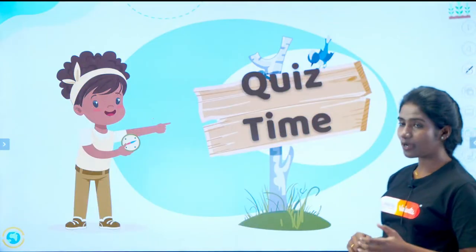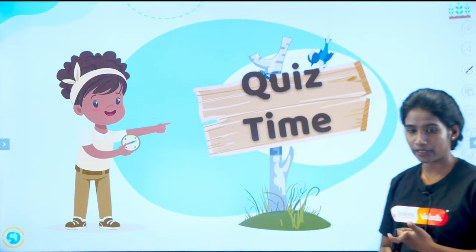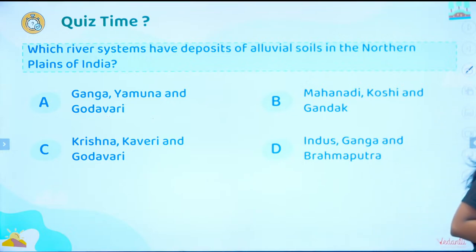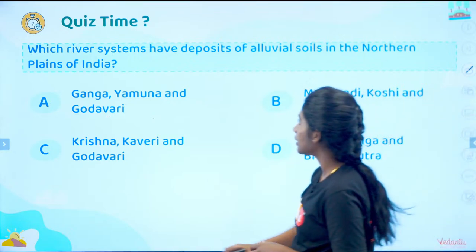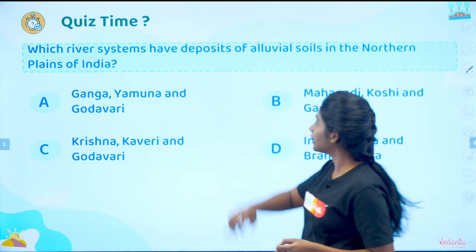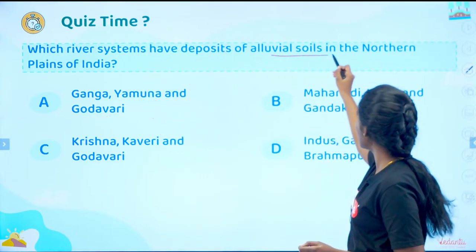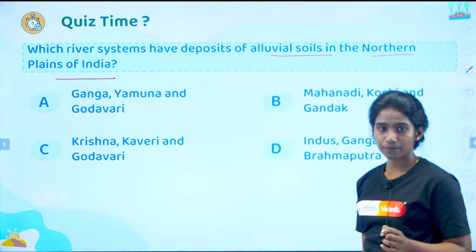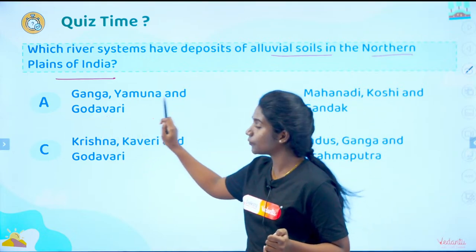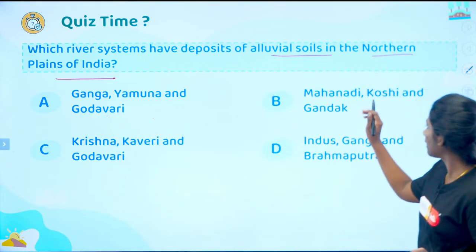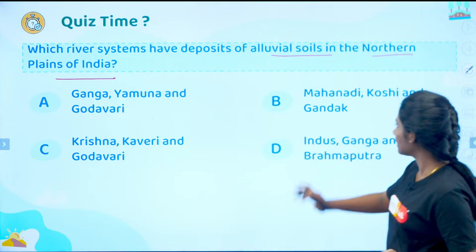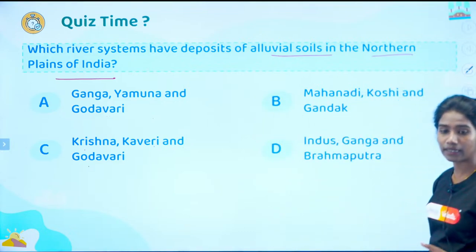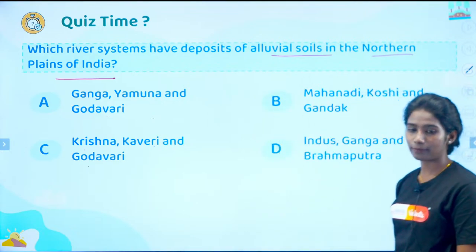Okay, so now we have completed alluvial soil and black soil, right? So now I have questions for you all. I want you all to answer these questions. The first question is, which river systems have deposits of alluvial soil in northern plains of India? Is it Ganga, Yamuna and Godavari, or Mahanadi, Koshi and Gandak? Is it Krishna, Kaveri and Godavari, or option D says Indus, Ganga and Brahmaputra?